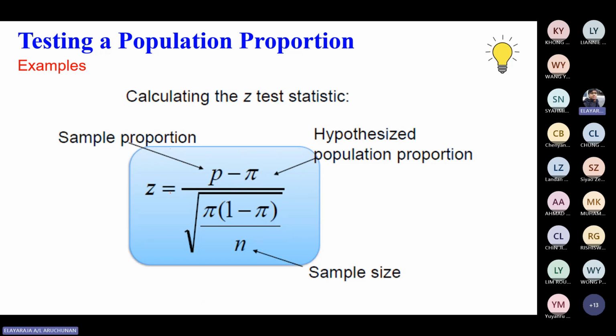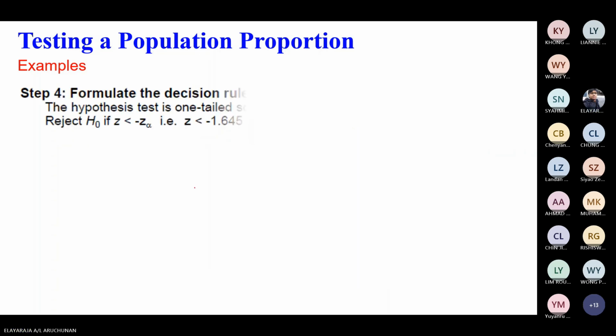So sample proportion minus the hypothesized population proportion, pi, over the square root of pi times (1 minus pi) over the sample size. Once you do that, write in the formula. Next, step 4, formulate the decision rules.